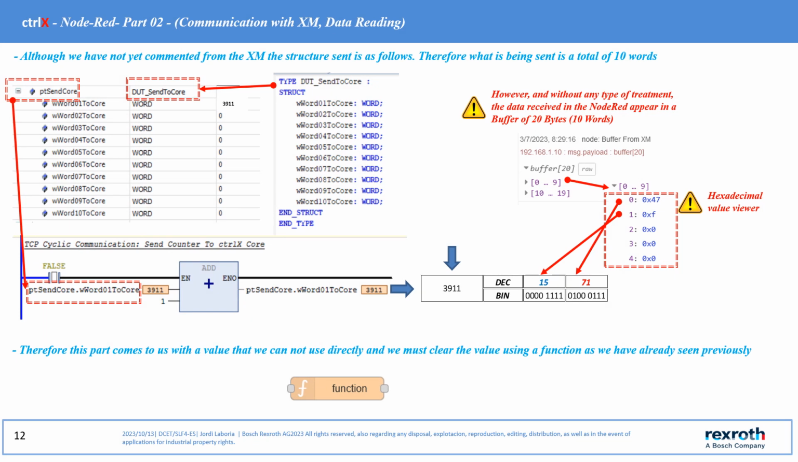In the following image, we can see the shipping structure from the XM. As you can see, the data arrived at the debug in buffer format on 20 elements and grouped into blocks of 10 elements. If we access them, we can see the values of each one in hexadecimal, although the data, as I have already mentioned, arrive in the correct order. By not being able to use the data directly, we must use a new function to separate the elements of the buffer.